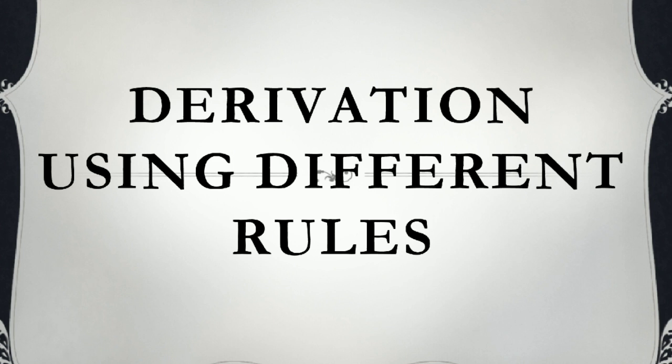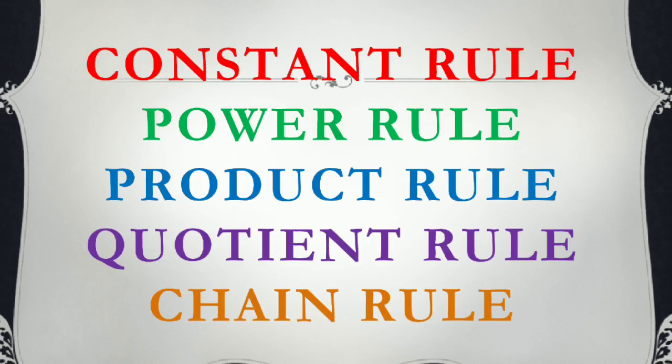Let's go. This tutorial video is about derivation using different rules. Now there are 5 rules that we will tackle in this video about derivation. We have the constant rule, the power rule, product rule, quotient rule, and last but not the least, the chain rule.